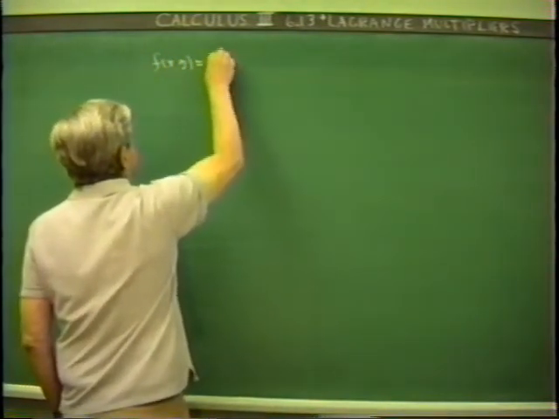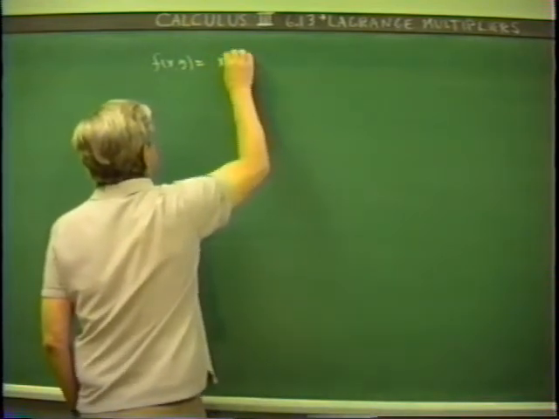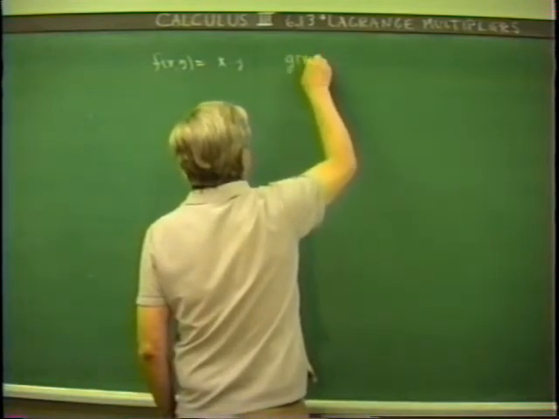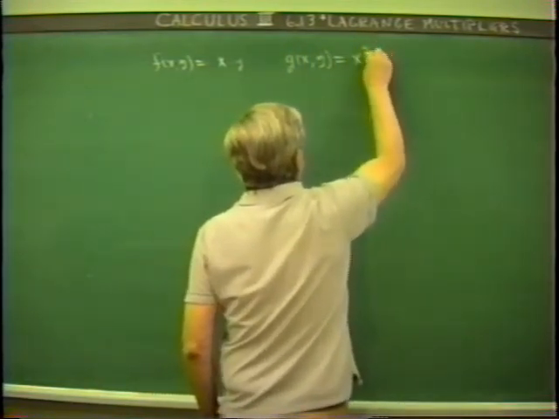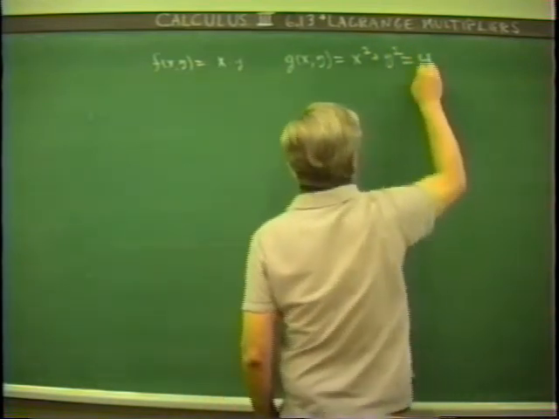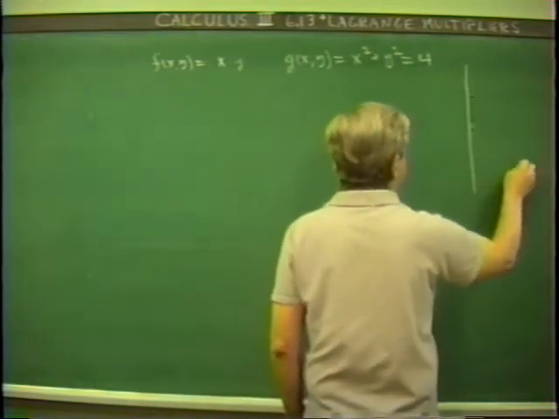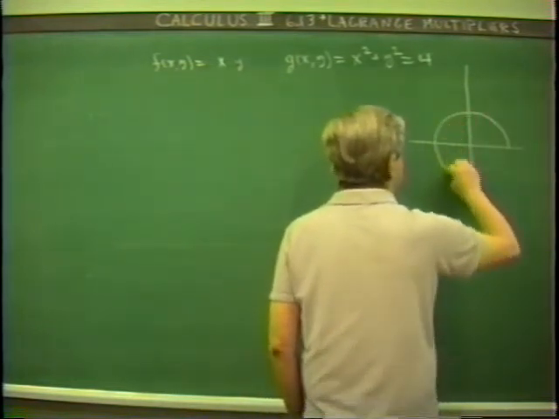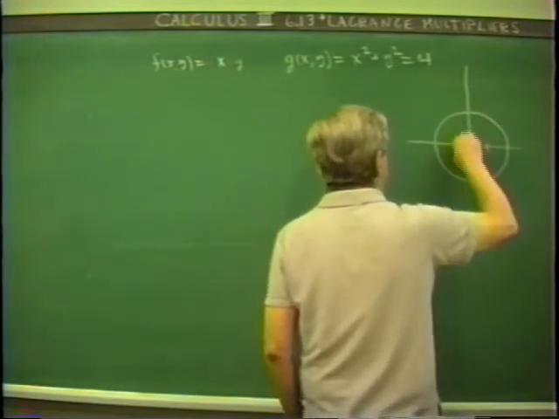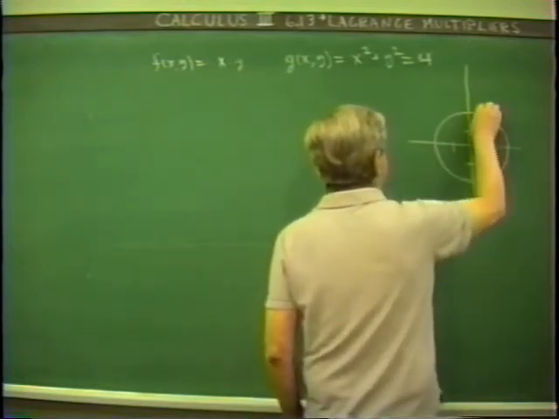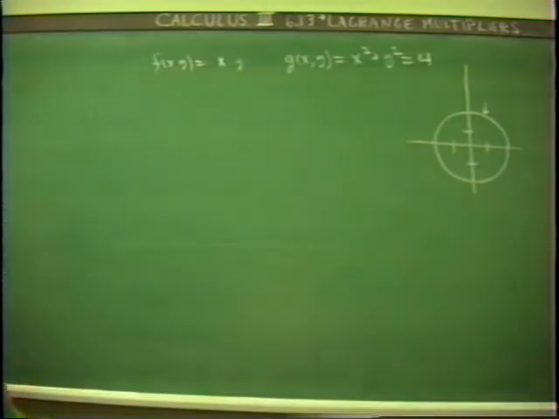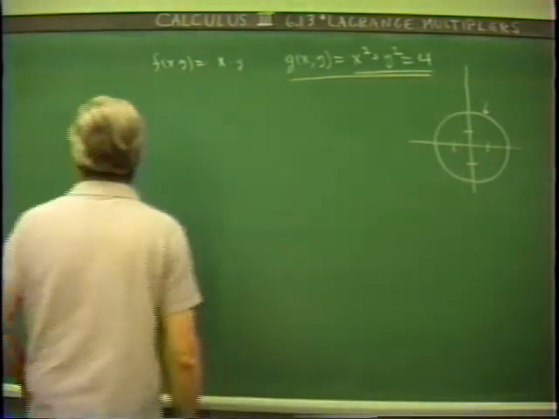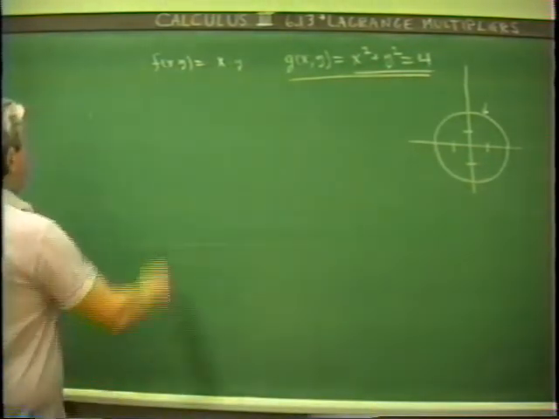Now let's first take a look at a simple example of Lagrange multipliers for finding maximum and minimum. Let's take a look at the function f of x and y equal to x times y, subject to g of x and y, x squared plus y squared equal to 4. That's to say, we want to find the maximum and minimum of the function x times y on the circle of radius 2. Where does x times y take on its maximum and minimum on that circle?